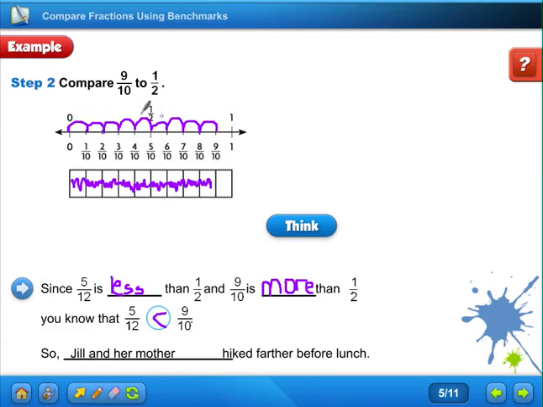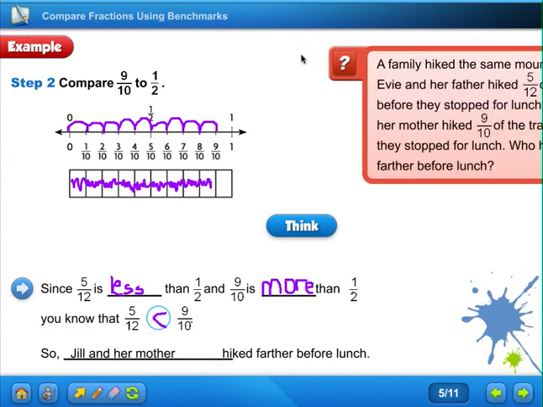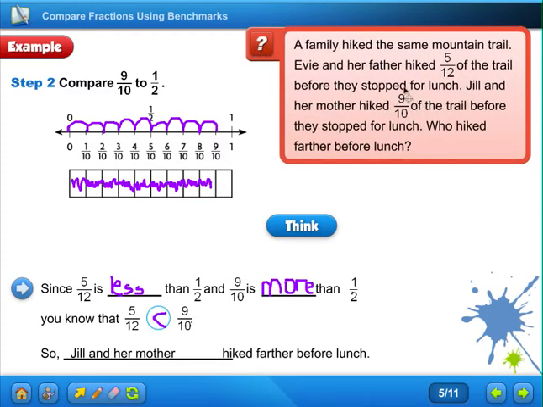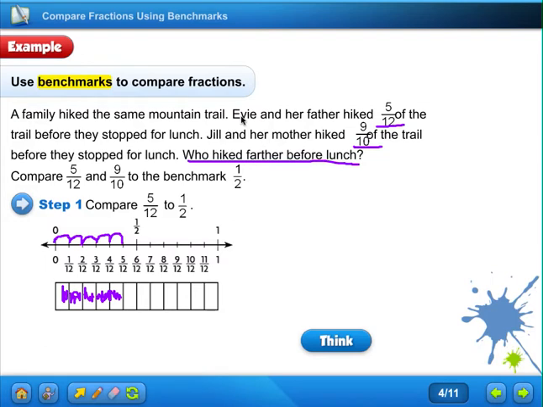This was Jill and her mother. That's how much they hiked, 9/10. And Evie and her father hiked 5/12.